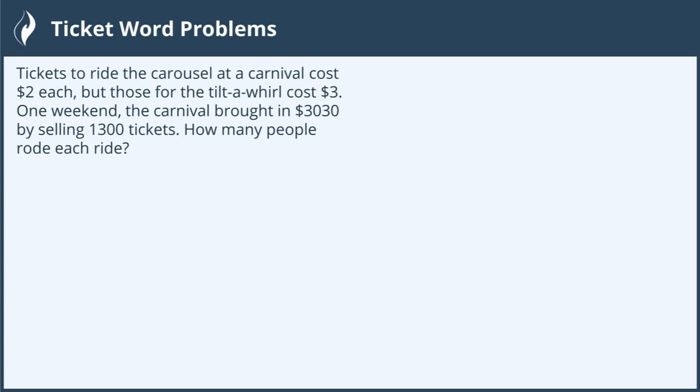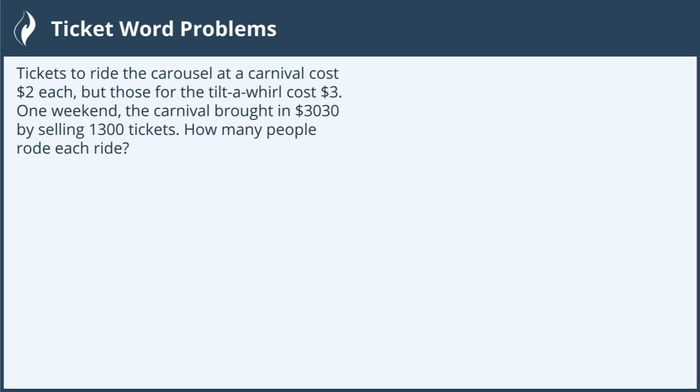Okay, so this is a ticket word problem. Tickets to ride the carousel at a carnival cost $2 each, but those for the Tilt-A-Whirl cost $3. Now, one weekend, the carnival brought in $3,030 by selling 1,300 tickets. How many people rode each ride?